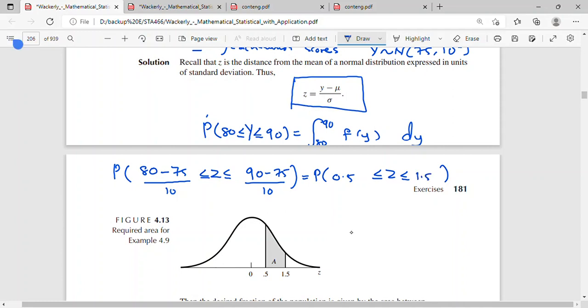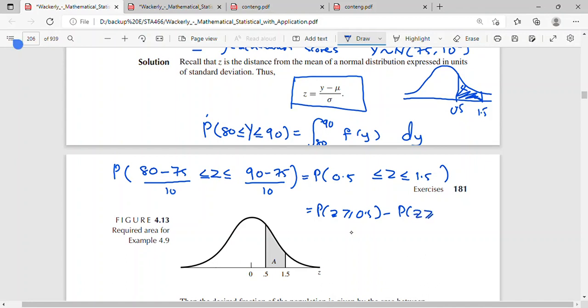Alright. So dekat mana 1.5 yang kita nak cari nilai ni? Kena buat dulu area under curve. So di sini 0.5, di sini 1.5 yang kita nak cari di sini di antara kan, in between. So it will be probability of z more than 0.5 minus probability of z more than 1.5, right?